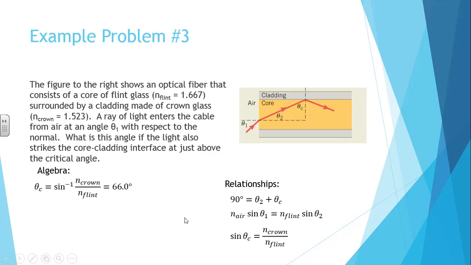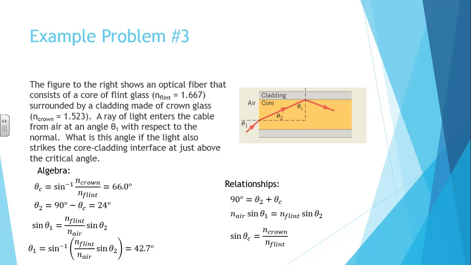So let's do some algebra. We can actually calculate out what the critical angle is. It's 66 degrees. What that means is the angle of refraction here would have to be 24 degrees. What that means, if we work that out, is that the incident angle has to be 42.7 degrees. So I've really done three things. I calculated the critical angle, I used this relationship to calculate the refracted angle, then plugged it in and used this relationship to find the incident angle.